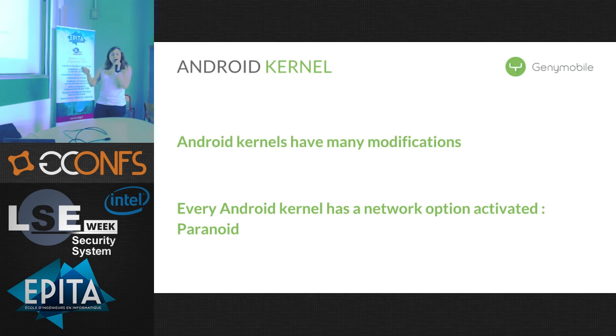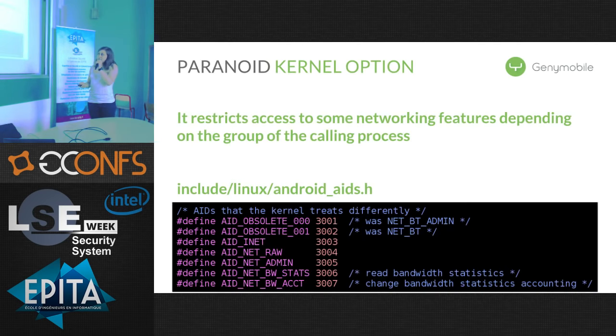And then, so as far as this libnetdclient is going to call the syscall to create the socket, really calling the syscall, I said the last part I have to check is the kernel. Because I want to be sure that my creation will be checked at one moment or another in my system. So the Android kernel has a lot of modifications, and the one that's most important here in our matter is this network option called paranoid. What is paranoid? It's a small network option that restricts access to some network features depending on the GID and UID of the process.